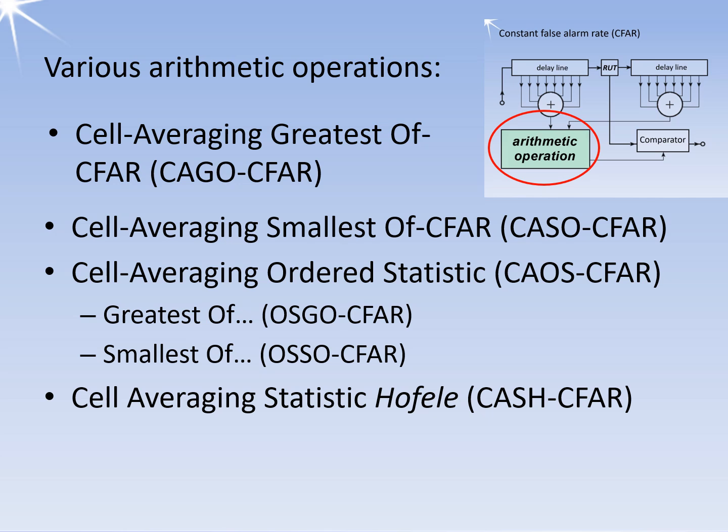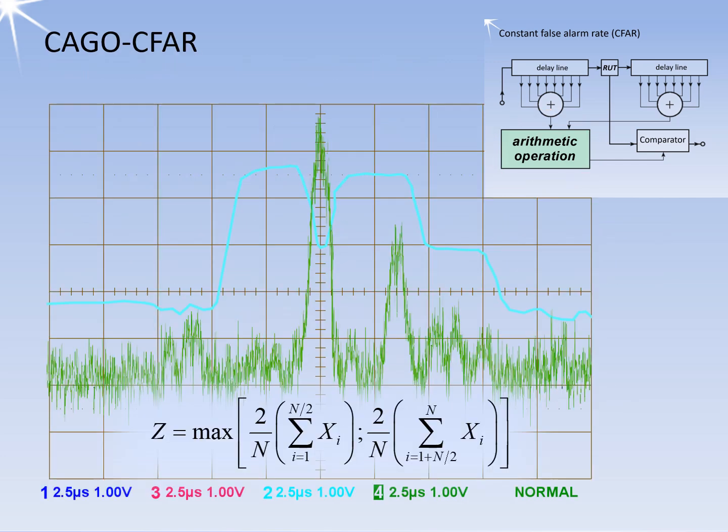Instead of the simple calculation of the average used so far, a better arithmetic function must be found. In cell averaging greatest of CFAR, abbreviated to CAGO-CFAR, the arithmetic logic is divided into a branch before the cell to be tested and one after it. An average value is calculated in both processing paths.